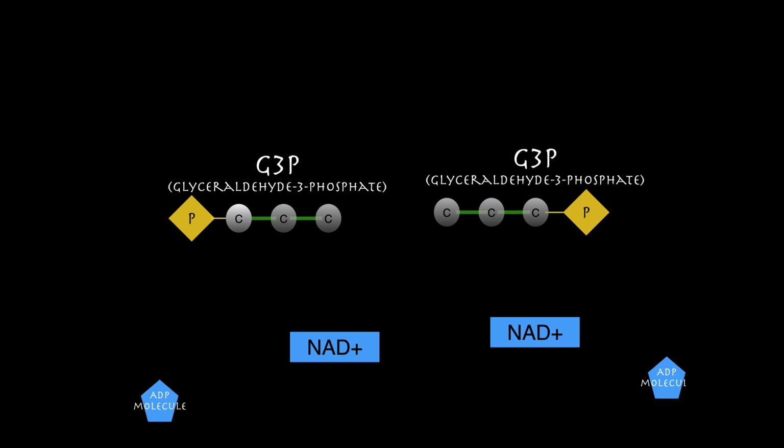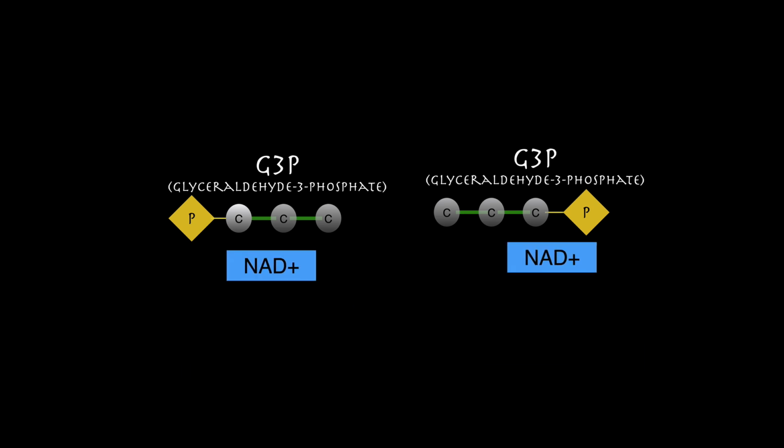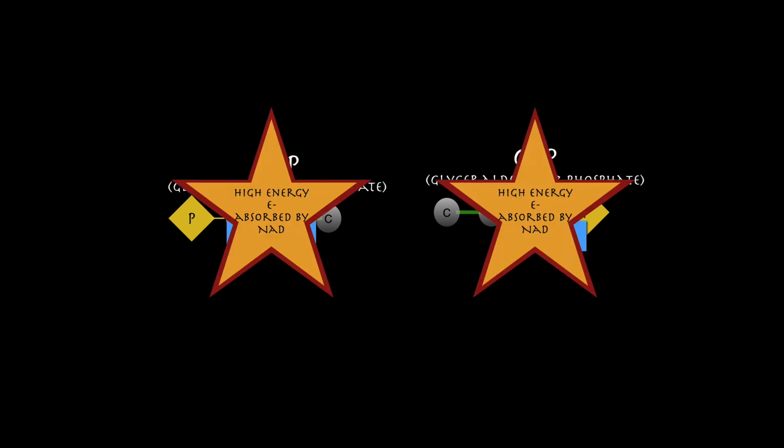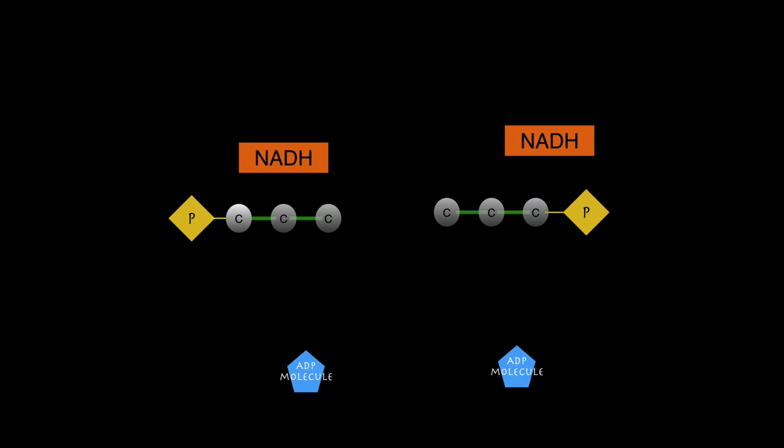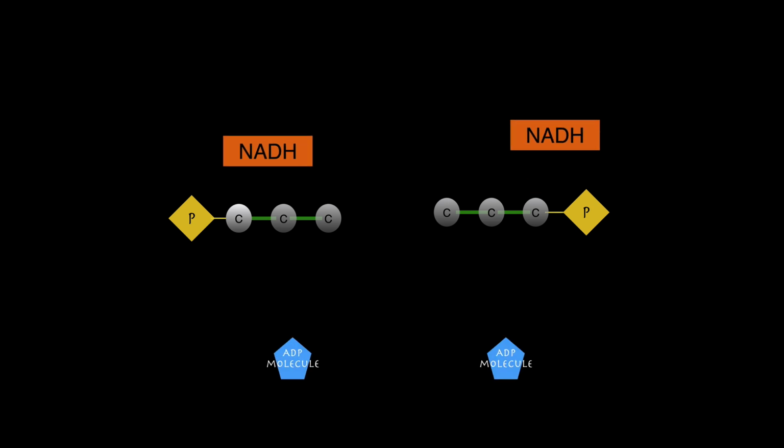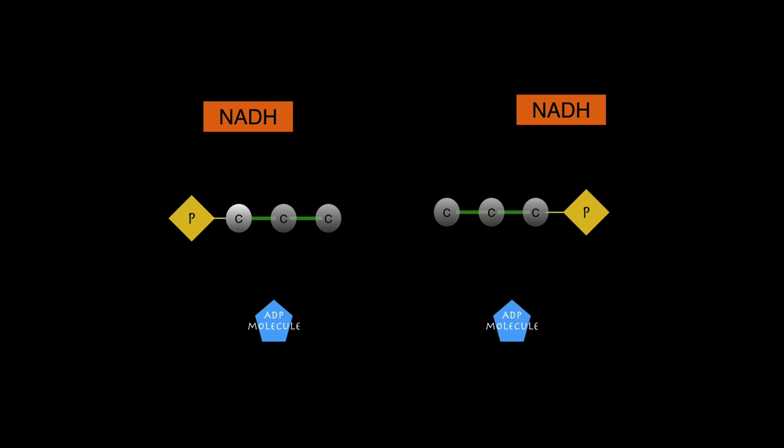But in any case, there's another step that occurs where a high energy electron is donated into NADP to make NADH. And as you know, NADH is a high energy electron carrier that's going to make its way into the electron transport chain inside of the mitochondria. But we're not done yet.